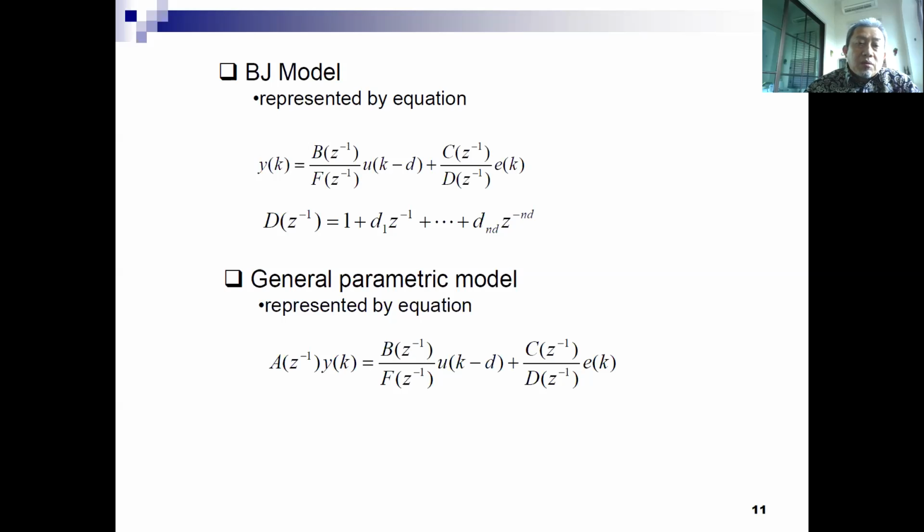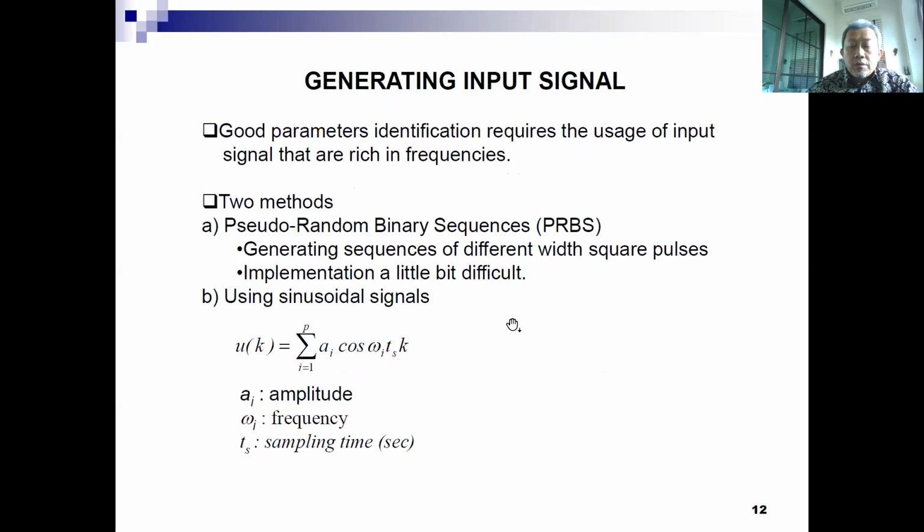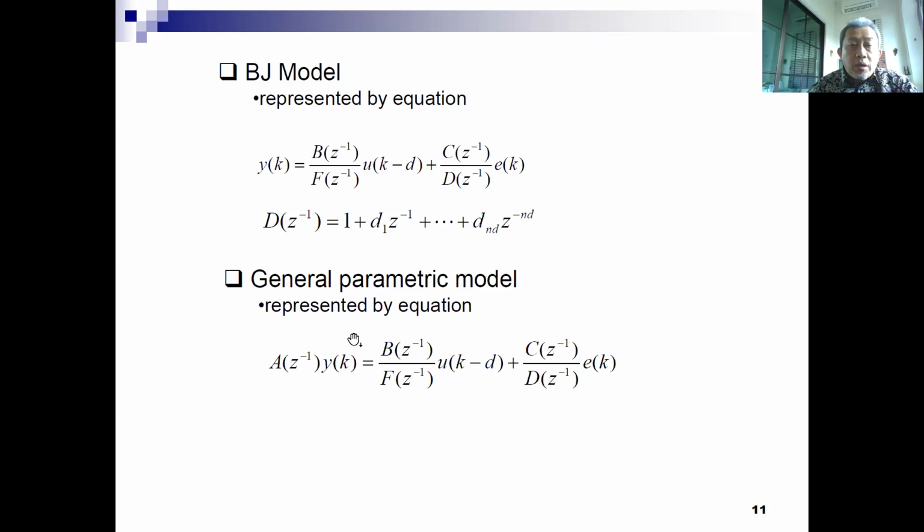All of this is based on the general parametric model that is represented by this equation, where A multiplied by Y is equal to B divided by F multiplied by U plus C over D multiplied by E.